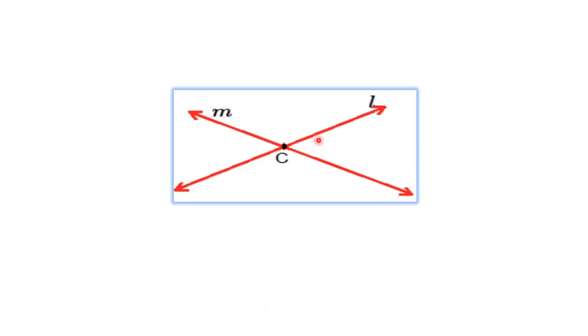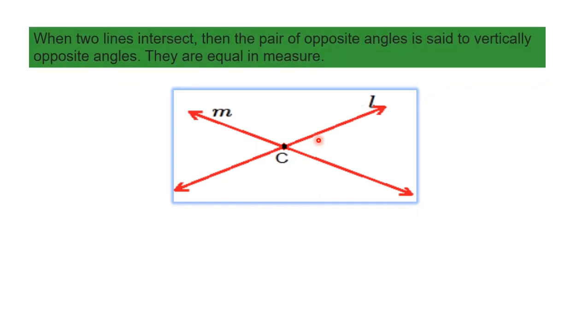Now when two lines intersect each other, then we know that pairs of opposite angles are formed. They are known as vertically opposite angles, and the vertically opposite angles are equal in measure.